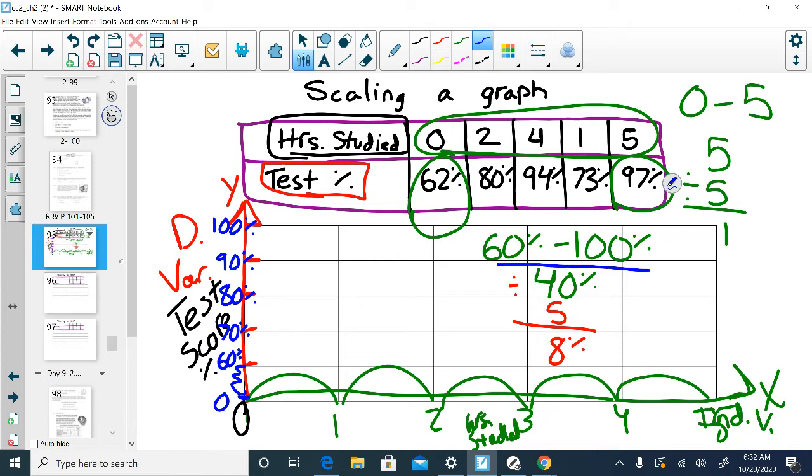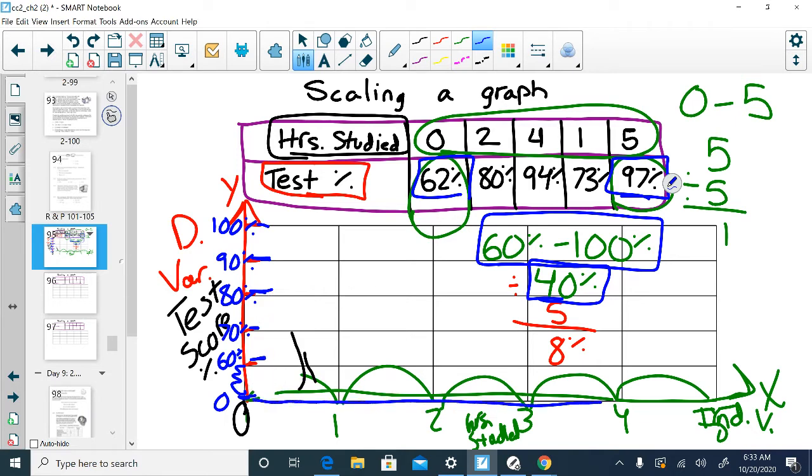So do you see how we created our scaling for this graph? We found our range between 60 and 100, so our lowest value in the data set and then our highest value. The difference was 40%, and then we divided 40% by the number of jumps that we would make here. It's very similar to what you guys had worked on earlier when we were scaling, not necessarily the graphs, but just scaling those numbers that were on a straight line like we see down here.